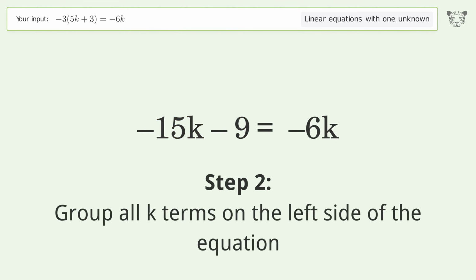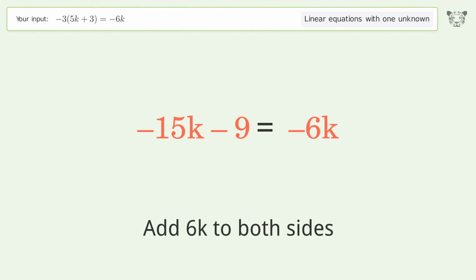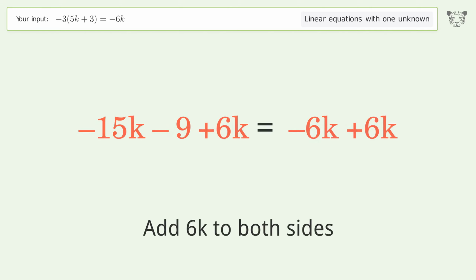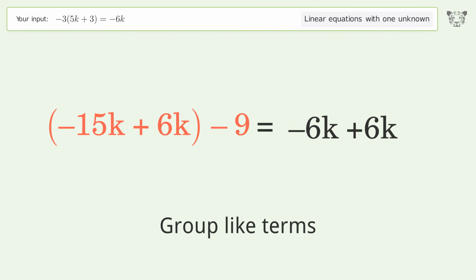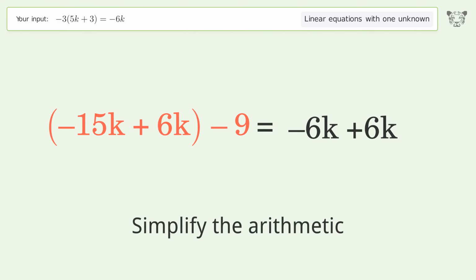Group all k terms on the left side of the equation. Add 6k to both sides. Group like terms. Simplify the arithmetic.